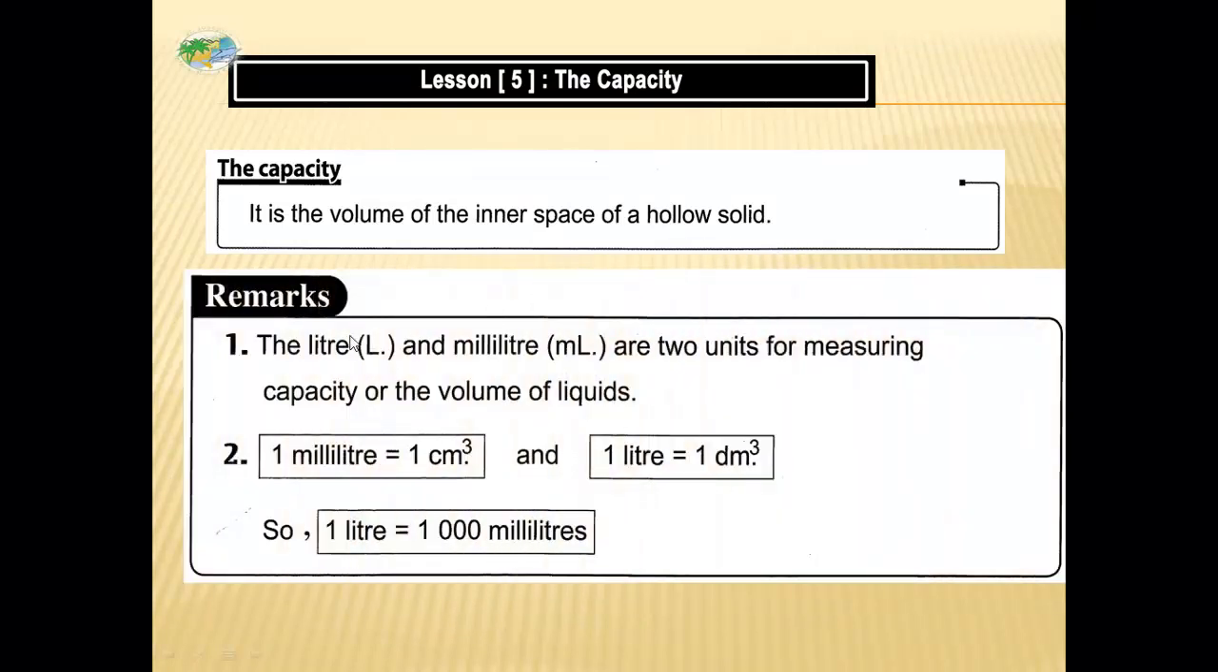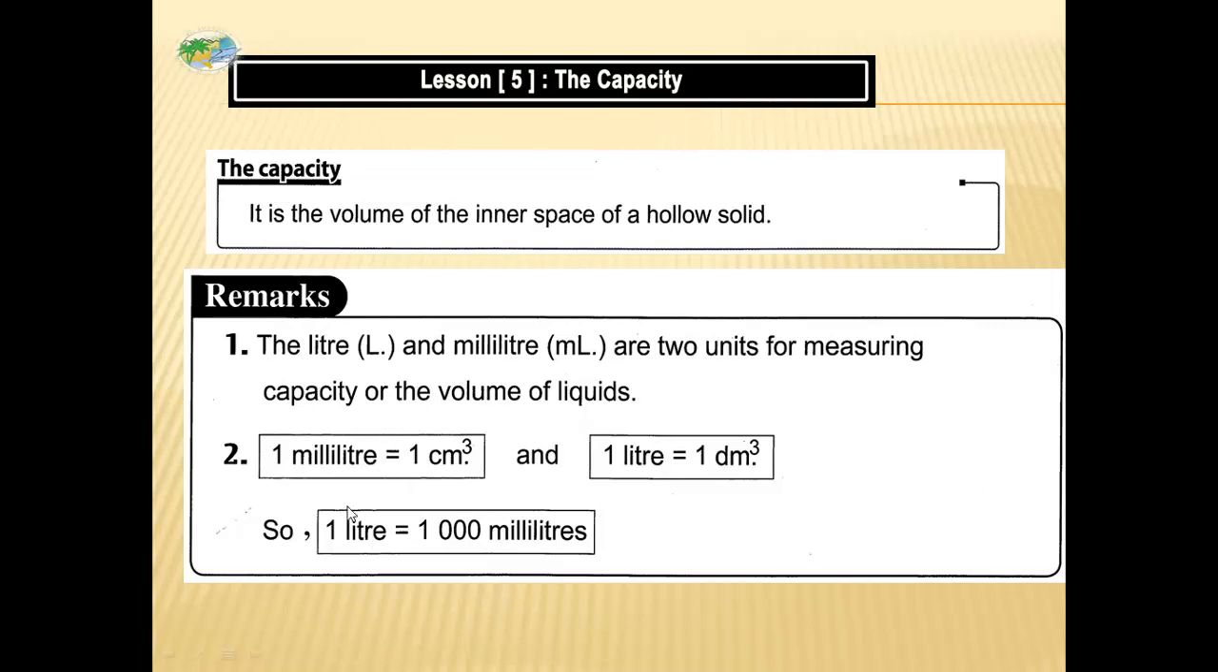What does that mean? First, in the first remarks for this lesson, the liter and the milliliter. The measuring units of capacity, liter or milliliter, are two units for measuring capacity or the volume of liquid. We measure the volume of any liquid by milliliter or by liter. We buy milk, water. The measuring unit of this liquid we measure by liter or milliliters.